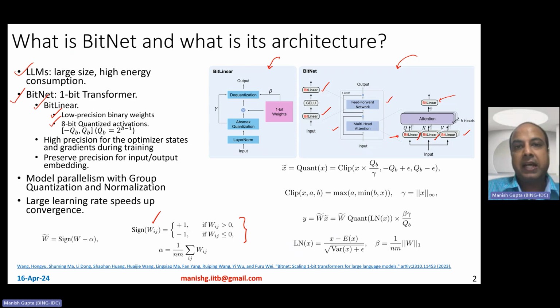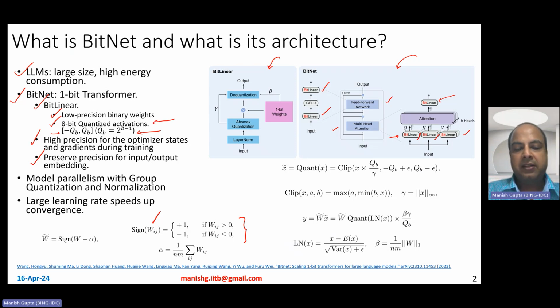For the activations, the activations are basically 8-bit quantized. So activations, meaning the inputs and outputs, are 8-bit quantized, where you quantize them in the range of -QB to +QB, where QB is 2 raised to 8 minus 1. So 8 bits basically being used here. That's the number of bins that you will quantize them to. For optimizer states and gradients while training, you actually use high precision so that finally you end up with a reasonably competitive model. You preserve the precision for input and output embeddings, essentially using 8-bit quantized activations in that sense.